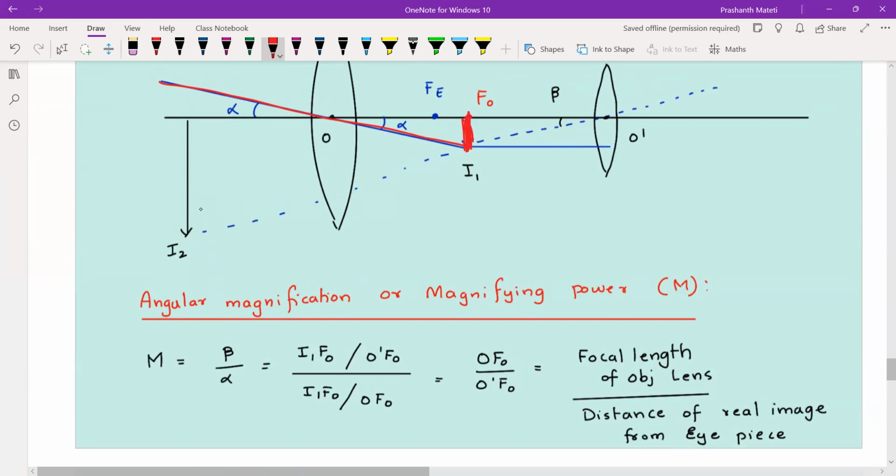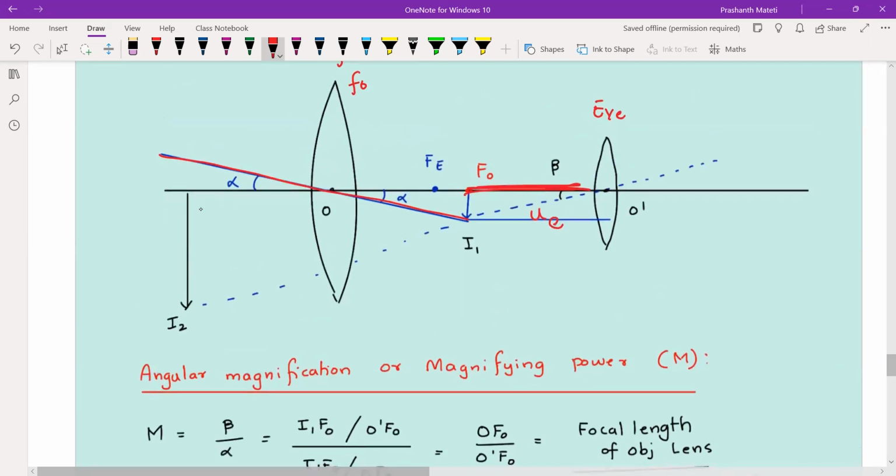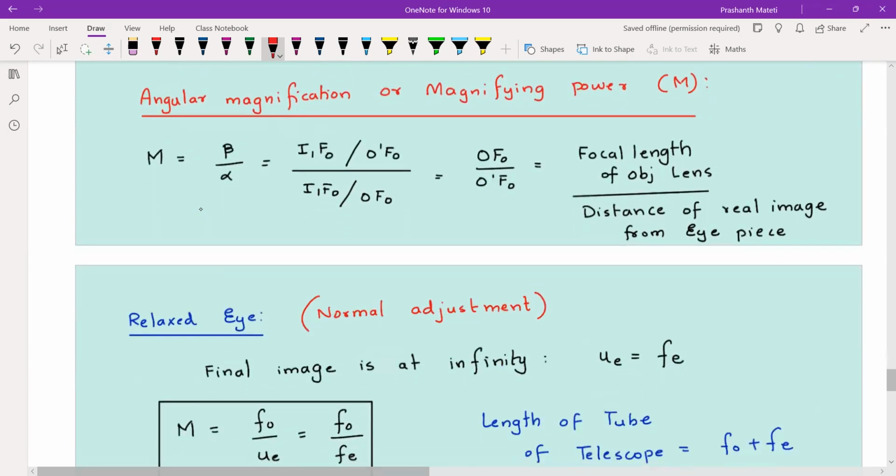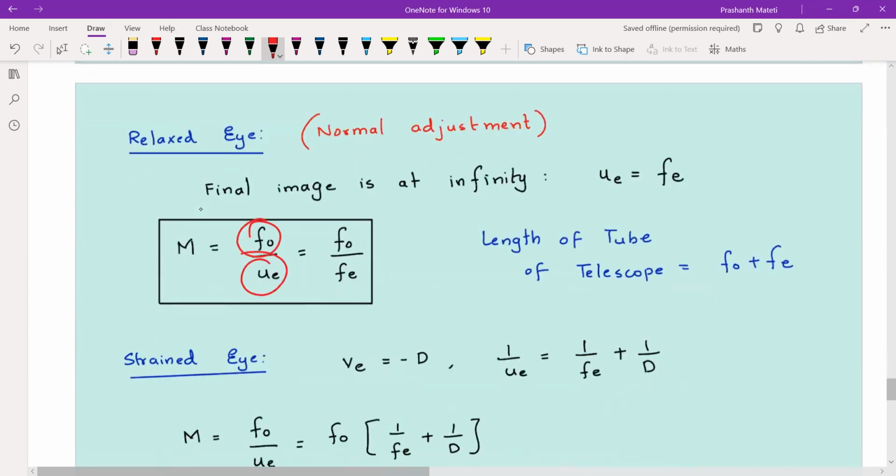So I1 cancels, and it comes out to be the focal length of the objective lens FO divided by the distance of the real image from the eyepiece. This distance we can call U, for the eyepiece, UE. So finally the formula for magnification comes out to be FO by UE.